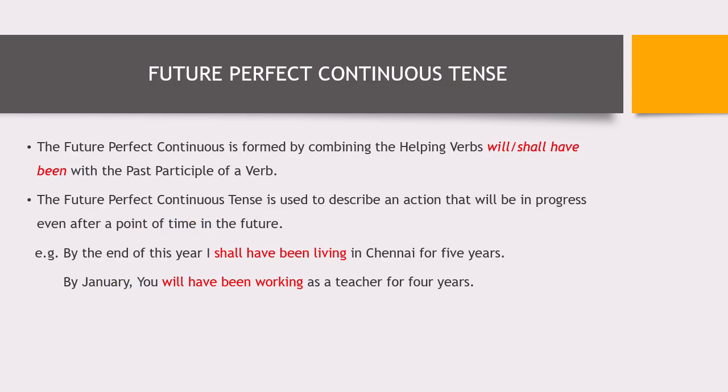Future perfect continuous tense. The future perfect continuous is formed by combining the helping verbs will or shall have been with the past participle of a verb. The future perfect continuous tense is used to describe an action that will be in progress even after a point of time in the future. For example, by the end of this year, I shall have been living in Chennai for 5 years. By January, you will have been working as a teacher for 4 years.